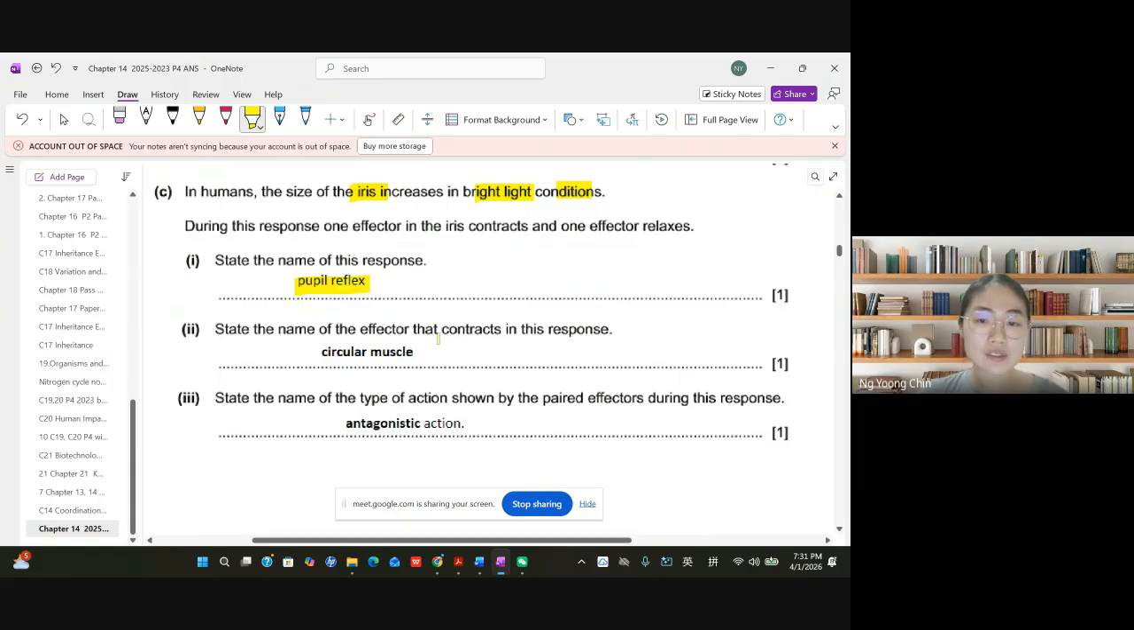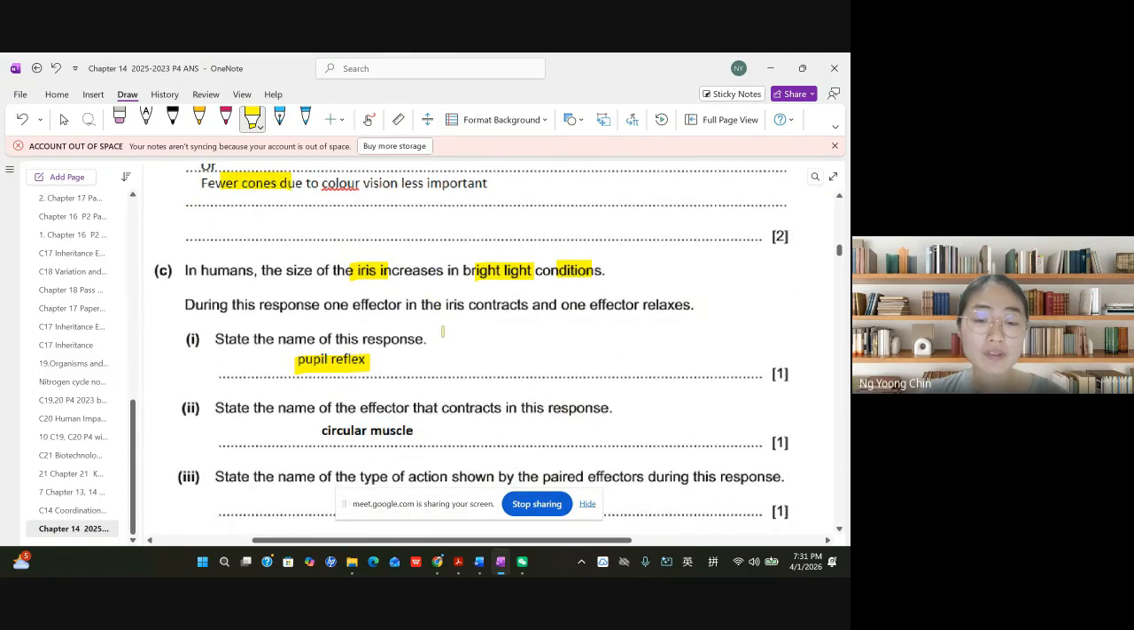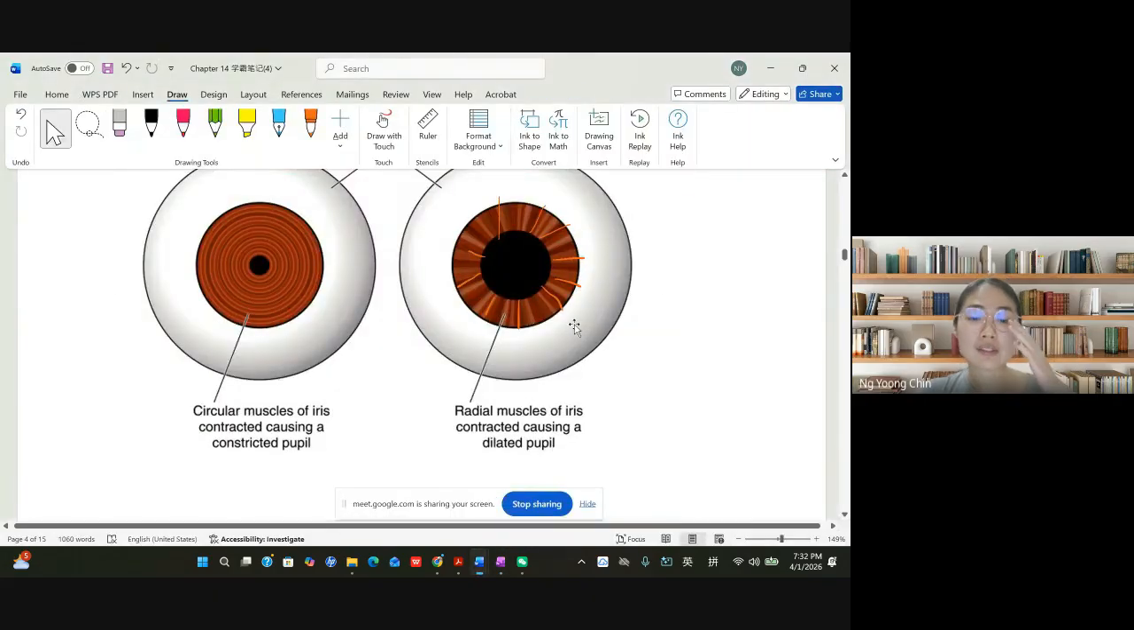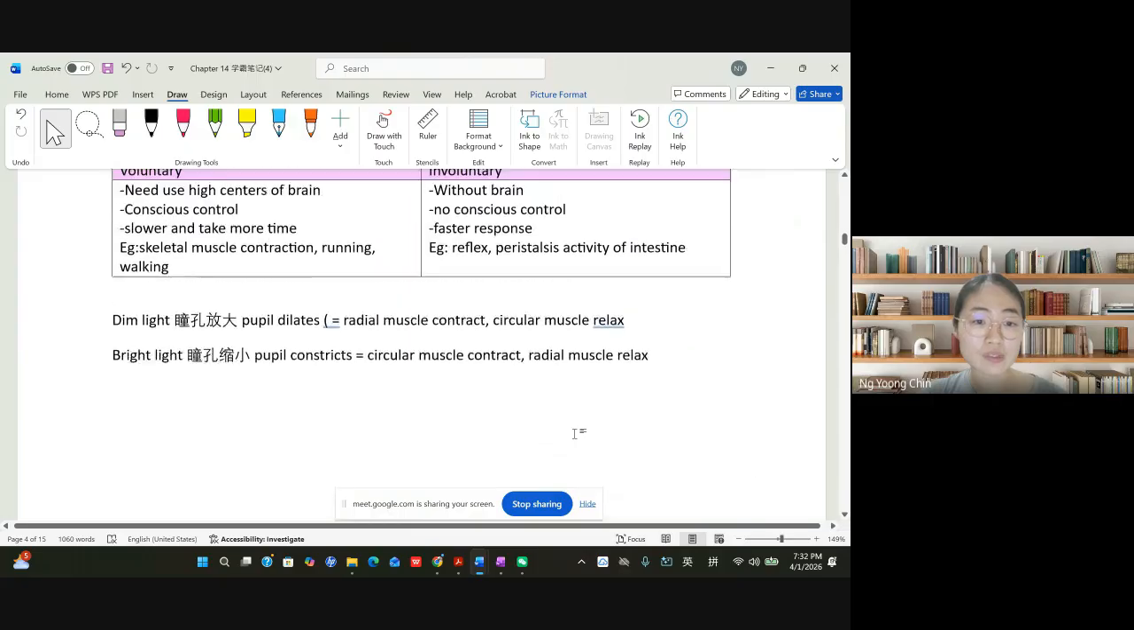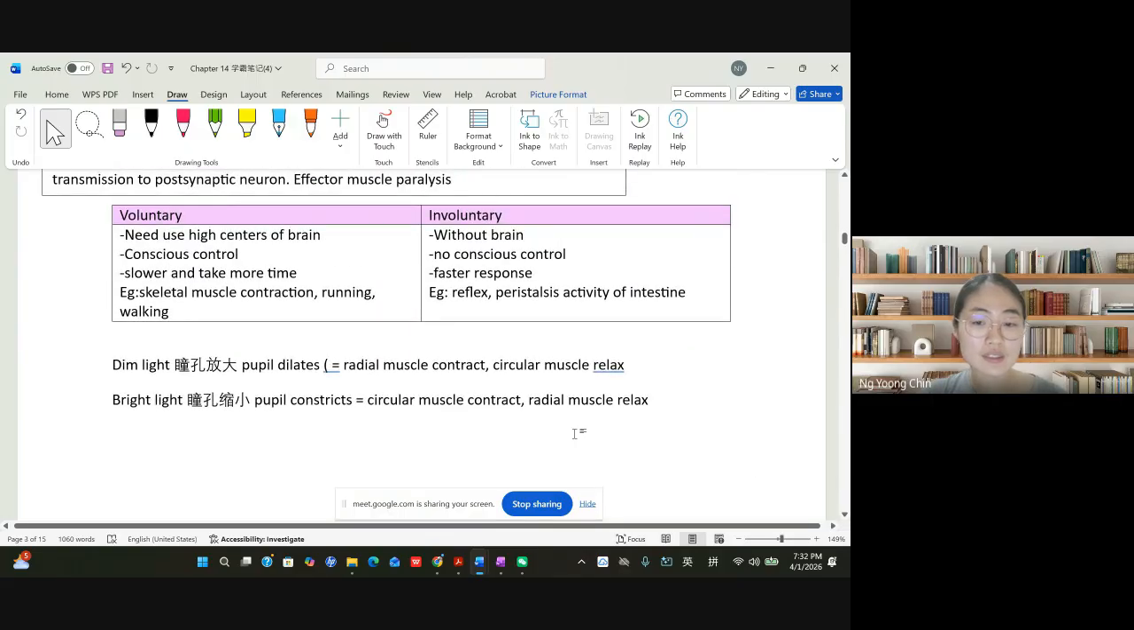So that's why, and then the question asked about what? The question is about the iris. The size of the iris increases in bright light conditions, which refers to 瞳孔放大. Increase. So how are you able to increase the iris size? You're able to increase the iris size if there is contraction of the radial muscle. So when your radial muscle contracts, what happens to your circular muscle? It will just relax.